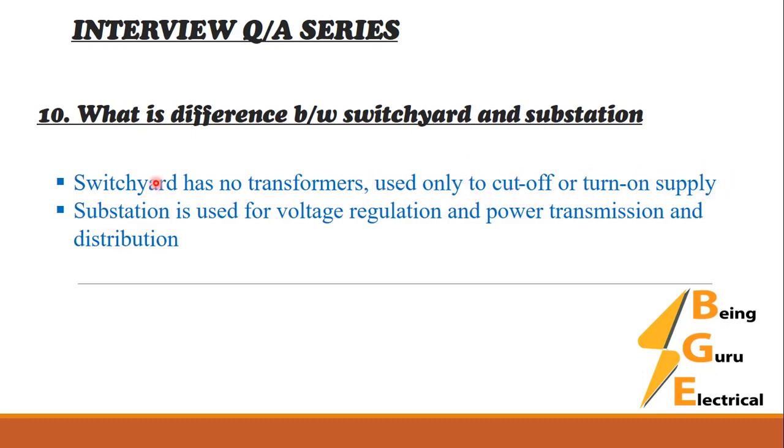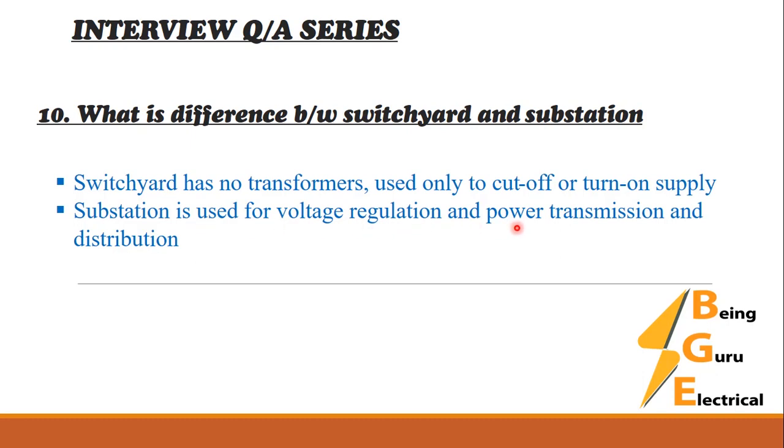Now the substation is used for voltage regulation. In the substation we have a power transformer, and from the on load tap changer we can change the voltage at the output of the transformer. Also, the substation is used for transmission and distribution purposes. You can take a transmission line from the substation, or you can take a distribution line from the substation. So this is the purpose of a substation.